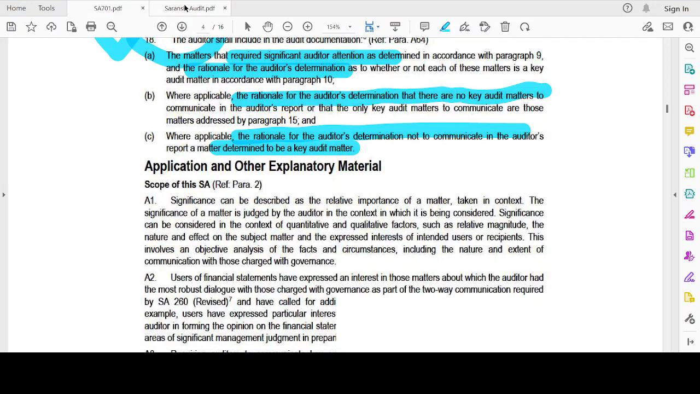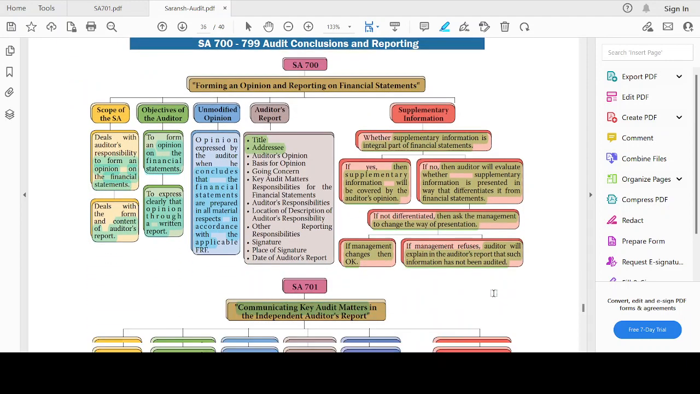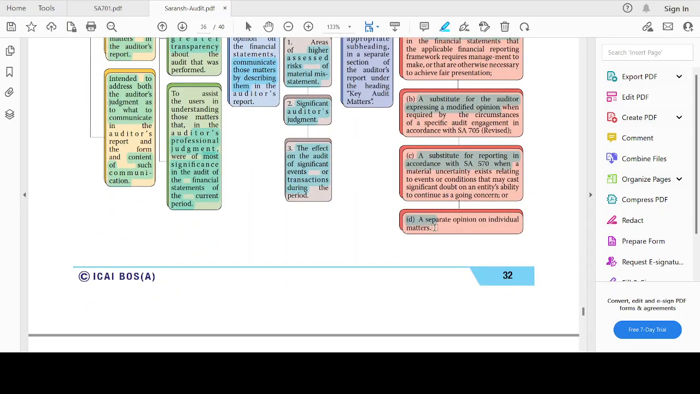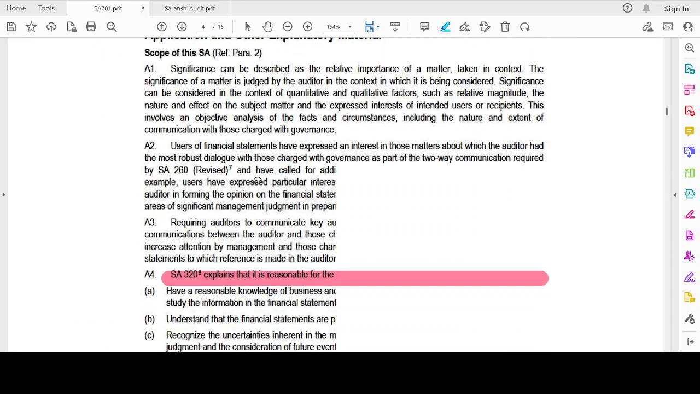Now, let's go back to the standard. Communicating key audit matters is not a substitute for disclosure, not a substitute for expressing a modified opinion, not a substitute for reporting in accordance with SA 570, and not a substitute for a separate opinion on the individual matters. It should be given in a separate heading, Key Audit Matters. So let's continue with the standard itself.